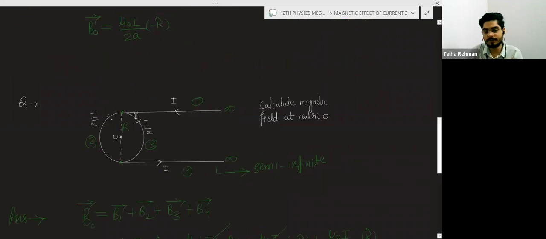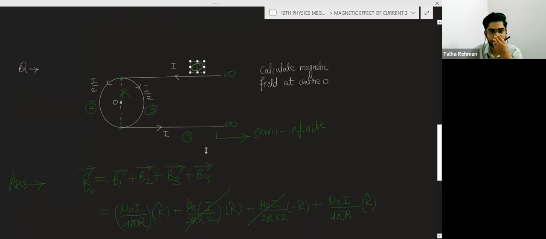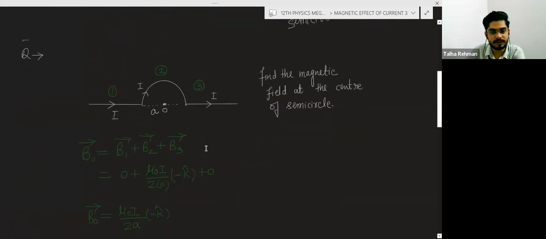Because here you have a combination of 4 wires. I have divided this whole wire into 4 combinations: 1, 2, 3 and 4. So just you can take the screenshots.